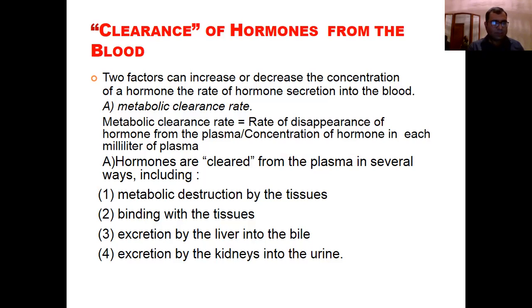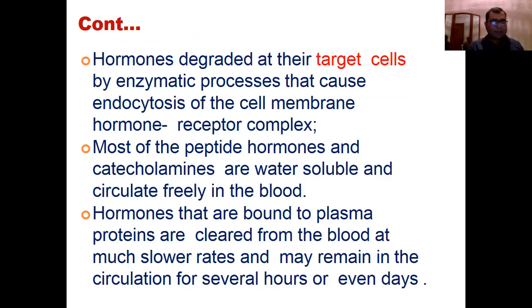Hormones are sometimes degraded in the target cell by enzyme processes that cause endocytosis of the cell's membrane hormone receptor complex. The hormone is then metabolized in the cell, and the receptors are usually recycled back to the cell membrane. Most of the peptide hormones and catecholamines are water soluble and circulate freely in the blood. They are usually degraded by the enzymes in the blood and tissue and rapidly excreted by the kidney and liver, thus remaining in the blood for only a short time.